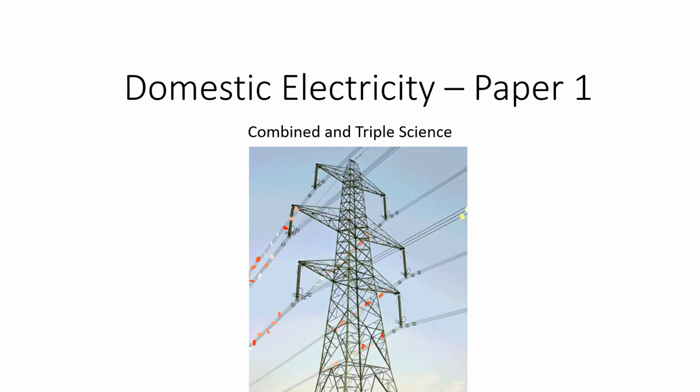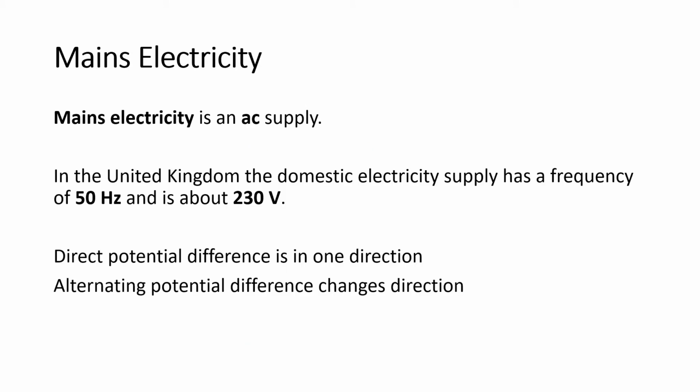This session is about domestic electricity, which is in paper 1, and this covers combined and triple science. The mains electricity supply is an alternating current supply. In the United Kingdom, the domestic electricity supply has a frequency of 50 Hz and a potential difference of 230 volts. You need to know these two values.